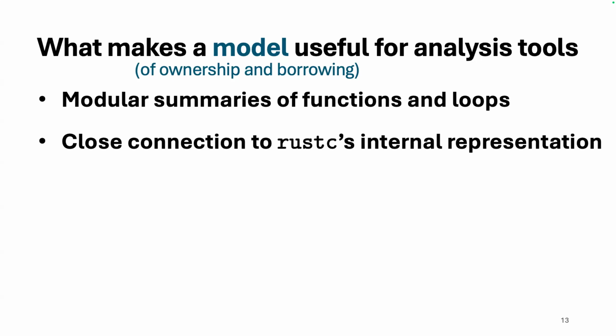A second aspect of models that can make them useful is having a close connection to the Rust compiler's internal representation. So this might seem like just an implementation detail, but I would argue that this is important for a much more fundamental reason, which is that the Rust language does not have a formal semantics. So the closest thing we have to a formal semantics of Rust is what the Rust compiler decides to do. So if the model is closely connected to Rust's internal representation, like MIR here, then you have by default a close connection already.